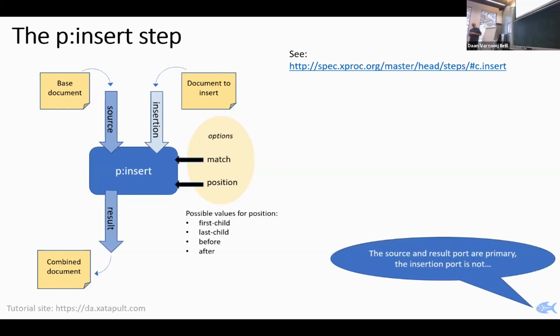As the fish says, the source and the result port are primary, so you can rely on implicit connection for them. But the insertion port is not. It is not a primary port because there can be only one primary input port. So you need to explicitly connect it, otherwise nothing will happen. So how can we do that?